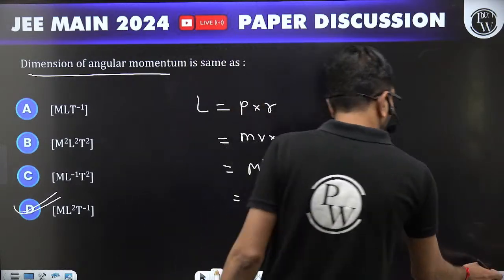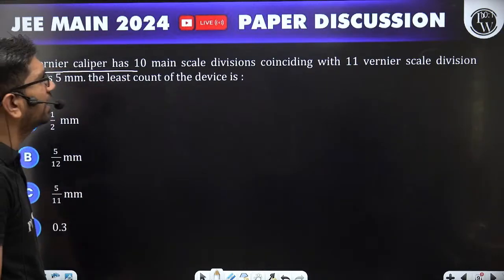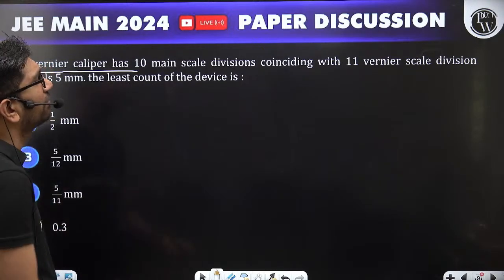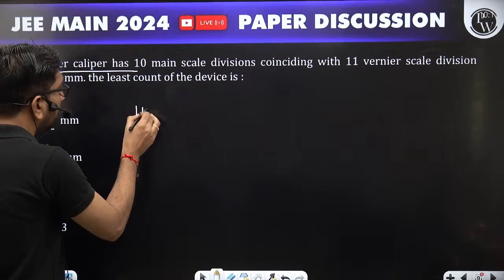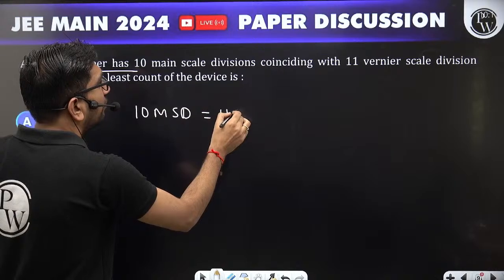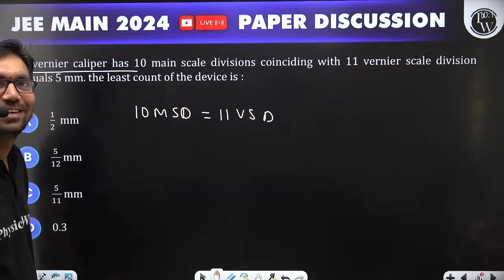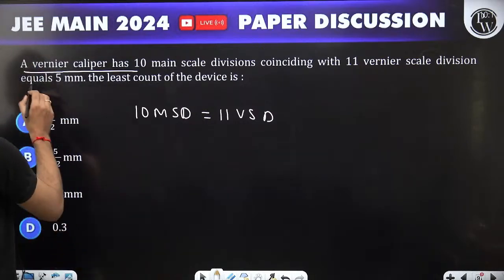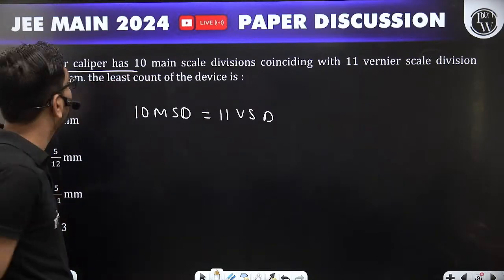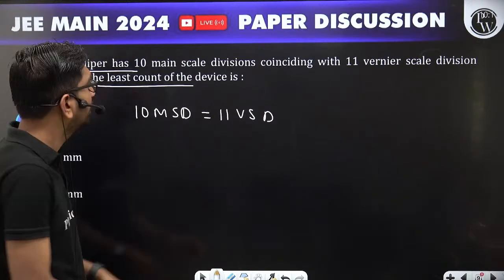Yes, beta. Next, a vernier caliper has 10 main scale divisions coinciding with 11 vernier scale divisions. See here, 10 main scale divisions coincide with 11 vernier scale divisions. He has given this data. Simple. One main scale division is given as 5 mm. You have to find the least count of the device. Very easy question this one also, right?